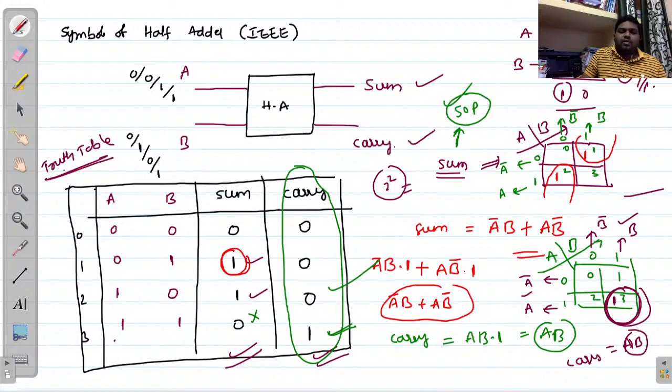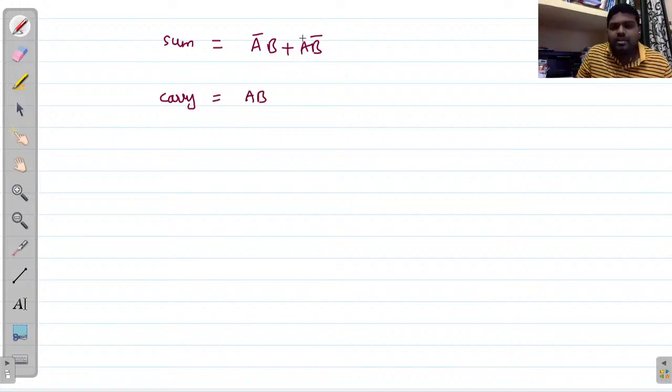Now finally what you will get? Sum equals A bar B plus A B bar, and carry equals A into B. These are the Boolean expressions. So first you find out the Boolean expressions. From that Boolean expression you can implement the circuit diagram with the help of basic gates, universal gates, and extra gates. With the help of basic, universal, and extra gates you can implement the circuit, right?